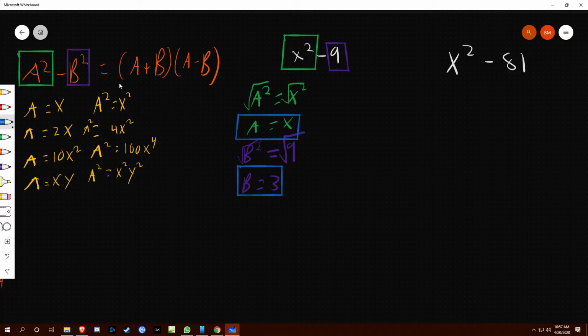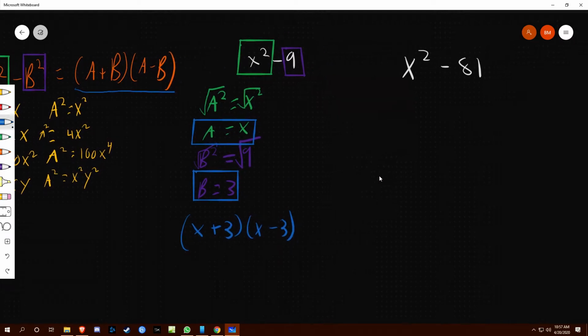Well, if I go back up to my formula, I have (a plus b)(a minus b). That's my formula. Well, I have an a and a b now. So it's (x plus 3)(x minus 3). Boom, I am done. That is solved. That is done with this problem. That's all they're going to want.